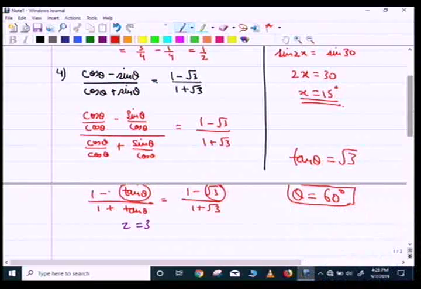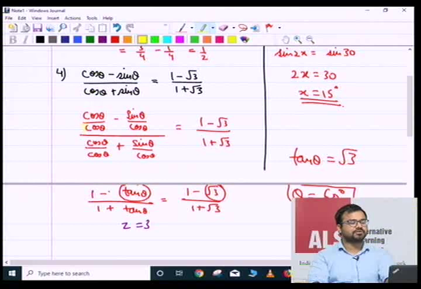Which question, Kohima? Fourth. Okay. See, in the fourth question, I have just divided the left hand side by cos theta, numerator and denominator both by cos theta. Why am I doing this? So that I can convert it into tan theta, because sin by cos is nothing but tan. And one more reason for dividing is to convert it into a single trigonometric ratio.